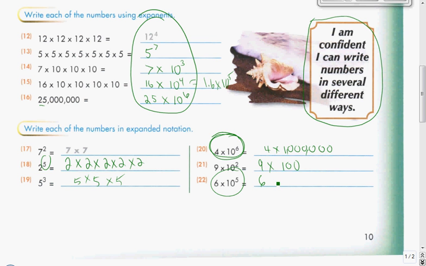So 6 times 1 with how many zeros after it? 5. 1, 2, 3, 4, 5. And every 3 numbers we put a comma. Yeah. Alright. Okay. I get confused sometimes, alright?